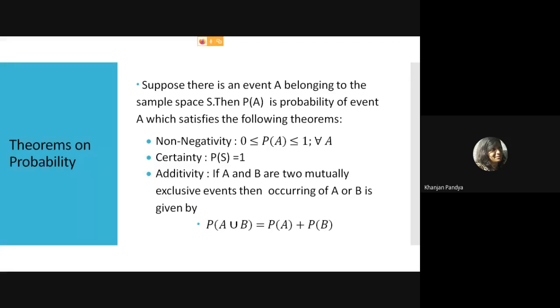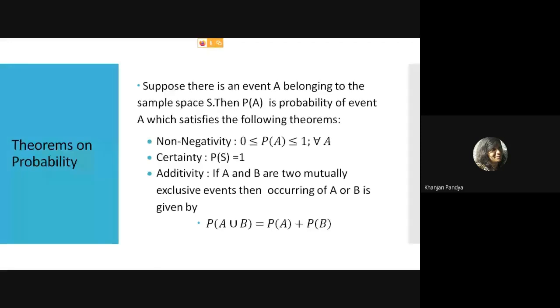Okay. Additivity, if A and B are two mutually exclusive events. Mutually exclusive means that A intersection B, that means A intersection B should be phi. So the occurring of A or B is given by P of A union B is equal to P of A plus P of B.